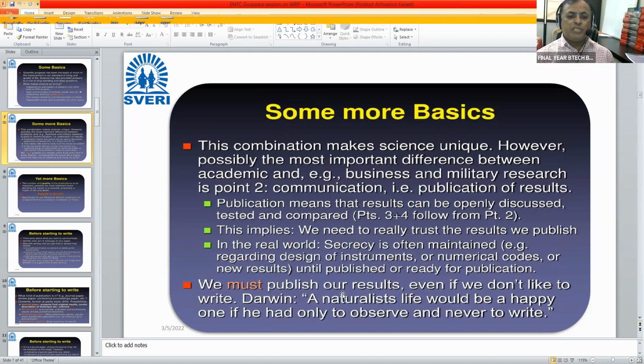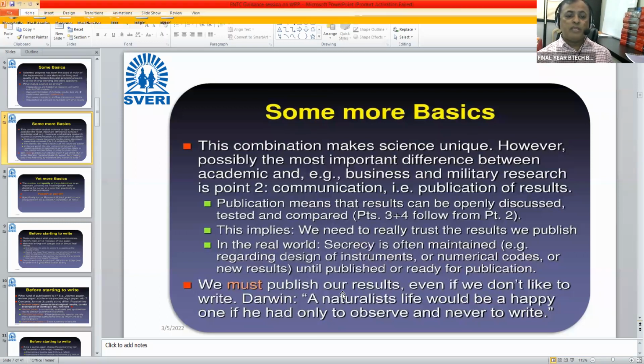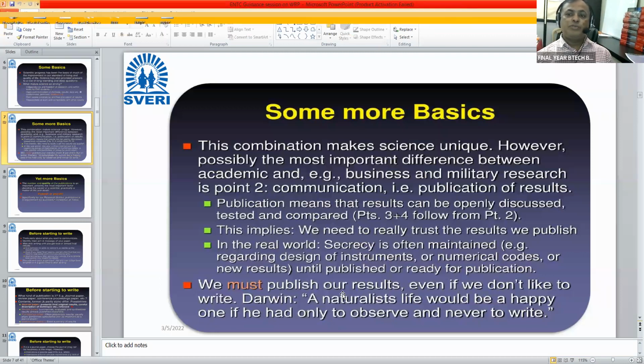Then we must publish our results even if we don't like to write. See, the most difficult part is to write down a paper. Even if you don't like it, we should have a habit of publishing our results. Because what Darwin's theory says is that a naturalist's life would be a happy one if he had only to observe and never to write, right? So the best work is to observe, there should be no need to write, because it is the most difficult part.